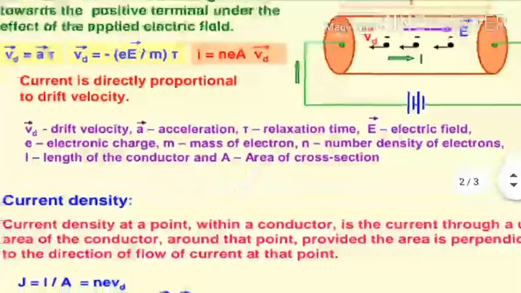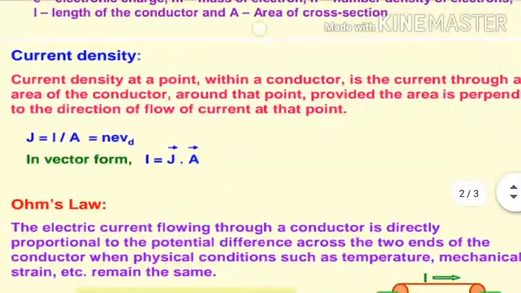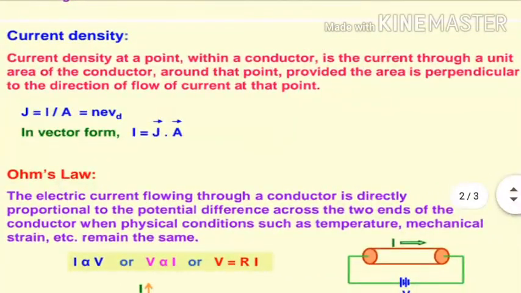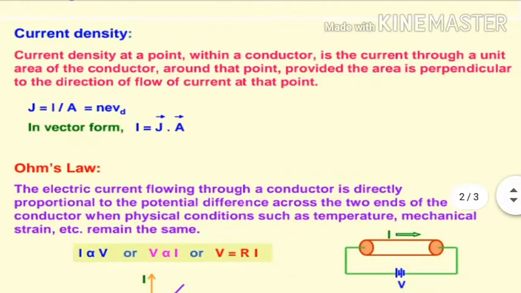Now come to the next topic, current density. Current density at a point within a conductor is the current through a unit area of the conductor around that point, provided the area is perpendicular to the direction of flow of current at that point. So it can be represented by J equal to I by A, that is equal to nevd.